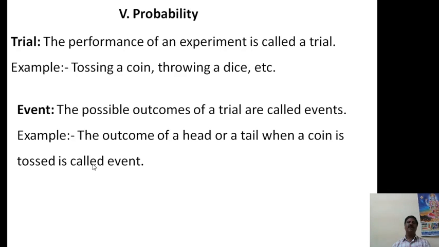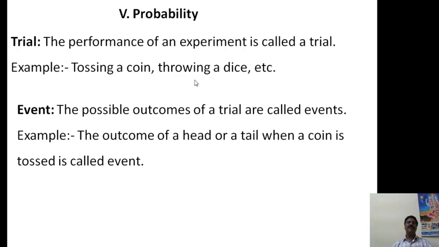Now coming to another concept, the fifth, that is called probability. Before going to study probability, what is meant by a trial? A trial is nothing but the performance of an experiment. For example, tossing a coin. A coin has two sides, one is head and the other is tail. Just tossing the coin is called a trial.